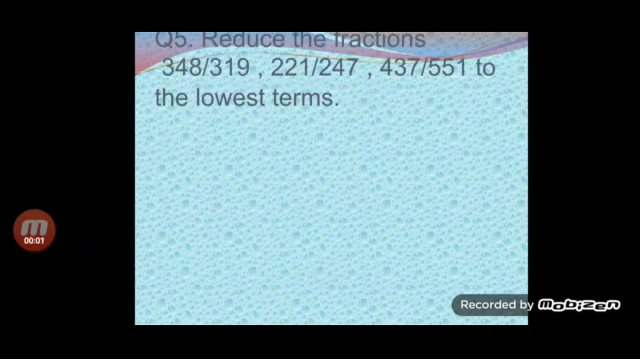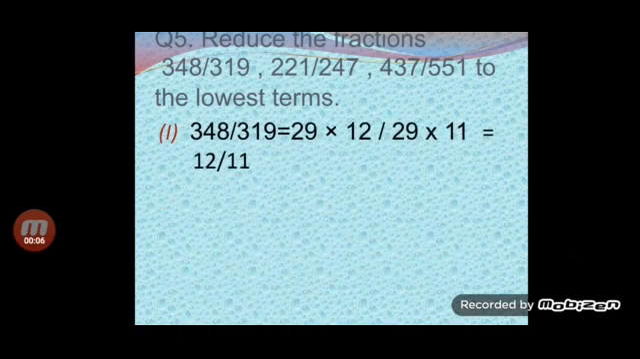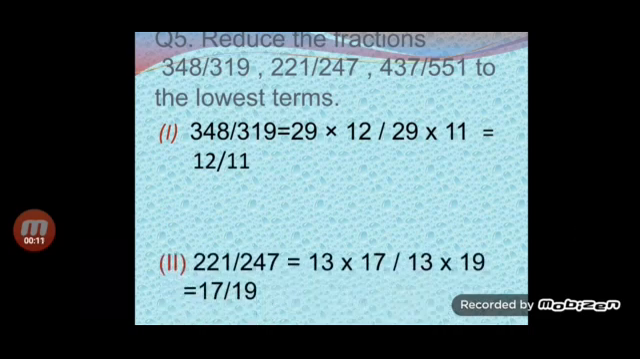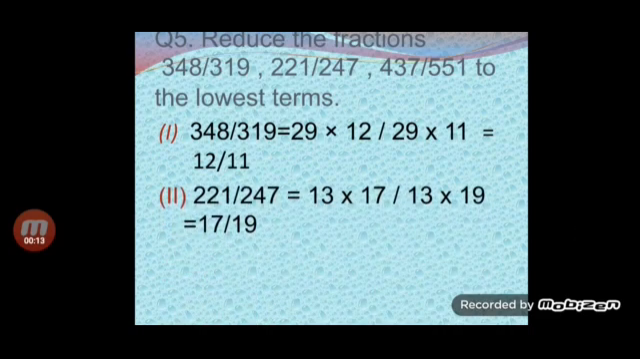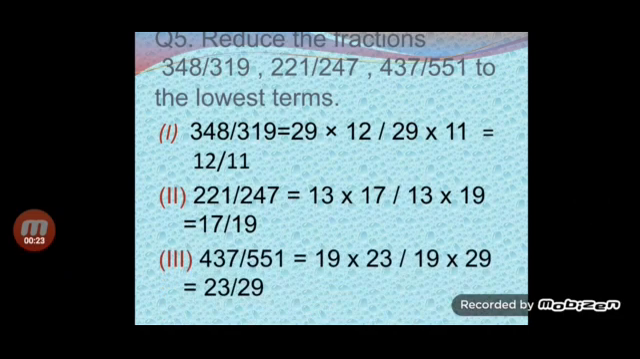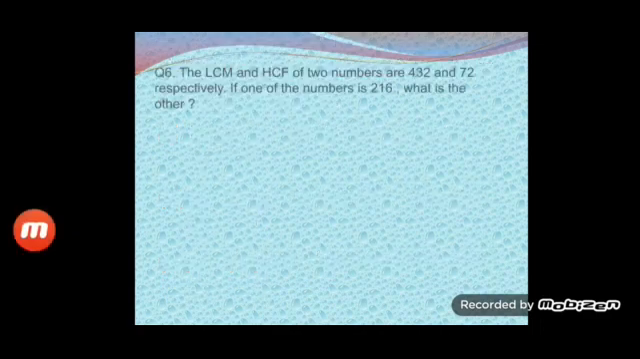Write the fractions in the lowest terms. So your first one is 348 by 319. After cancelling we get 12 upon 11. Next one is 221 upon 247. So finding out the factors, and after cancelling the common factors we get 17 upon 19. Next one is 437 upon 551. After cancelling we get 23 upon 29. The LCM and HCF of two numbers are 432 and 72 respectively.